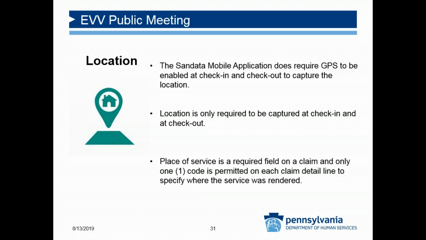Finally, related to location, the place of service is a required field on a claim, and only one code is permitted on each claim detail line to specify where the service was rendered. This is just a continuation of normal business practice, but we wanted to include it here since we did have a number of questions related to that.